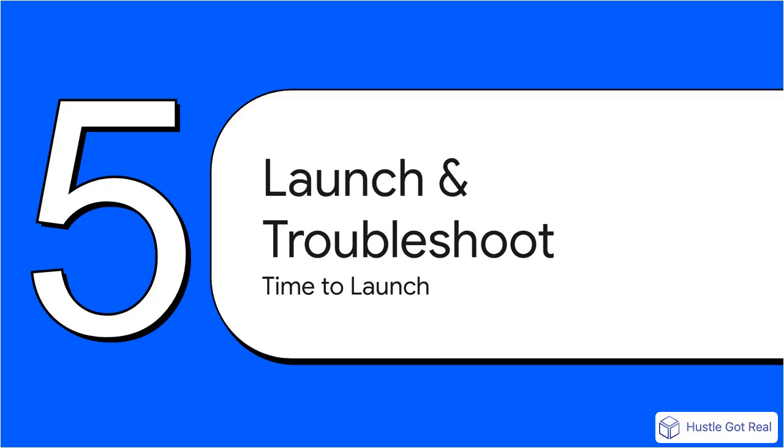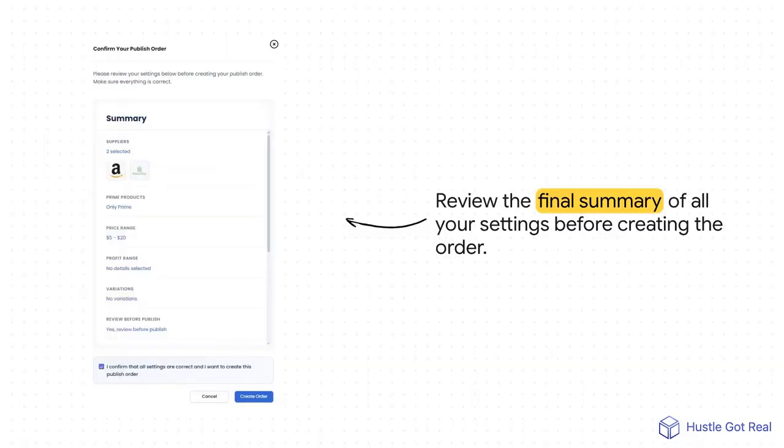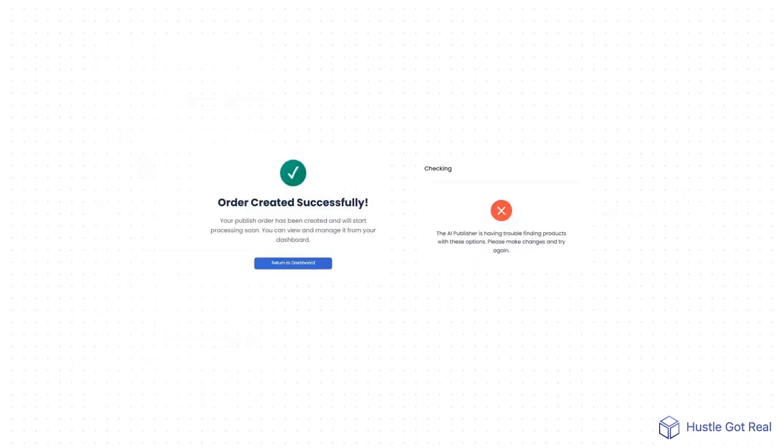This last part is all about hitting the go button and knowing what to expect next. Before you actually commit, the system gives you this fantastic final summary. It lays out every single setting you've chosen, your suppliers, your pricing, your schedule, everything. This is your moment to take a breath, give it one last look, and make sure it's perfect before you click Create Order. Okay, the moment of truth.